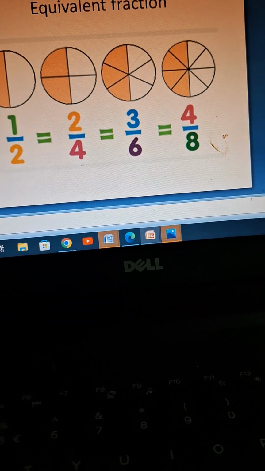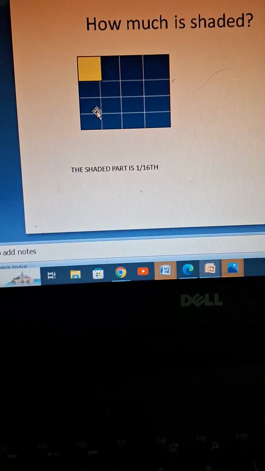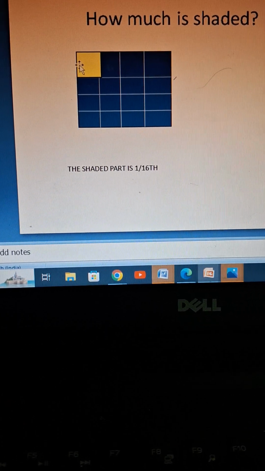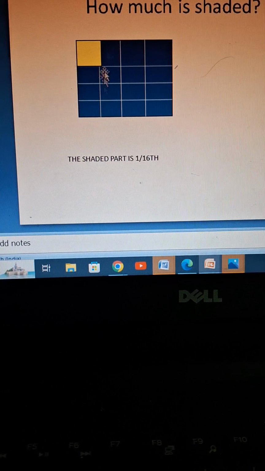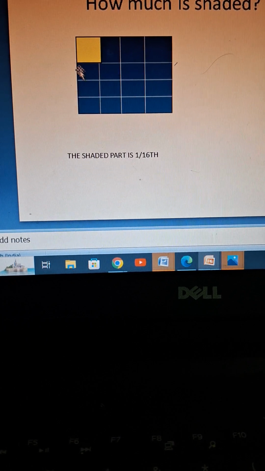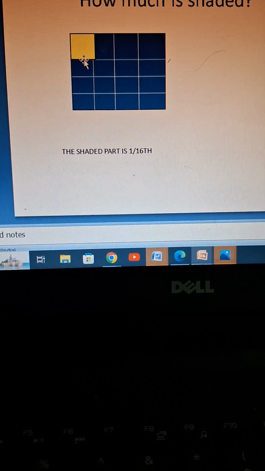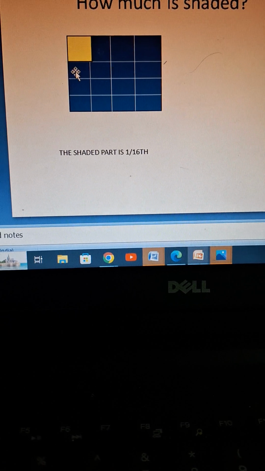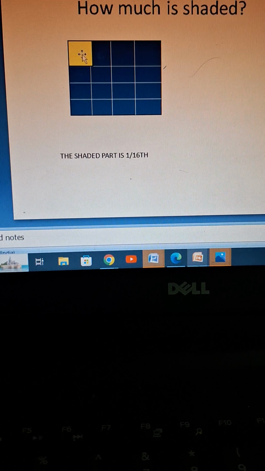Let us come to this one. Suppose a figure is given like this and the lines are not there. How much is shaded? How can we know? Here we can see a small square. So what we have to do? We have to draw lines the way I have drawn. Okay? And then we can guess how many squares like this can fill the whole rectangle.